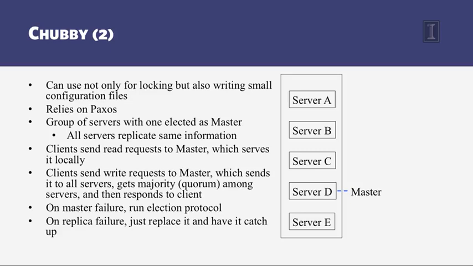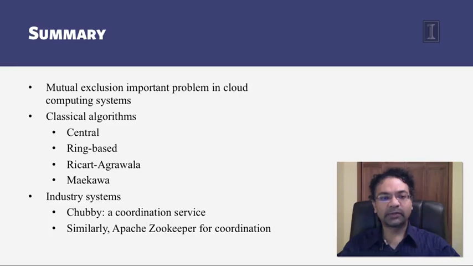Wrapping up our discussion of mutual exclusion, it is a very important problem in cloud computing systems. There are a variety of classical algorithms. We have discussed four: the central, the ring-based, the Ricart-Agrawala algorithm, and the Maekawa algorithm. They're not all fault tolerant, but they are fairly efficient, and they all try to guarantee safety and liveness. And as we have progressed down from central to Maekawa, the algorithms have gotten better and better in terms of performance. Industry uses a variety of systems for coordination and for mutual exclusion. These include Chubby at Google, which is used for locking and also to maintain small configuration files, and also Apache Zookeeper, which is an open source system that is used for coordination. And I encourage you to look up Apache Zookeeper on the web.